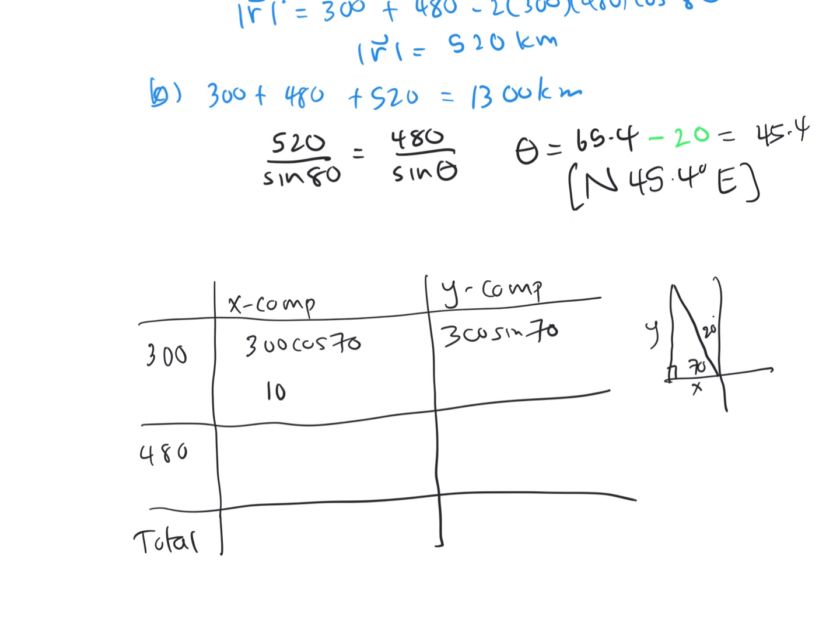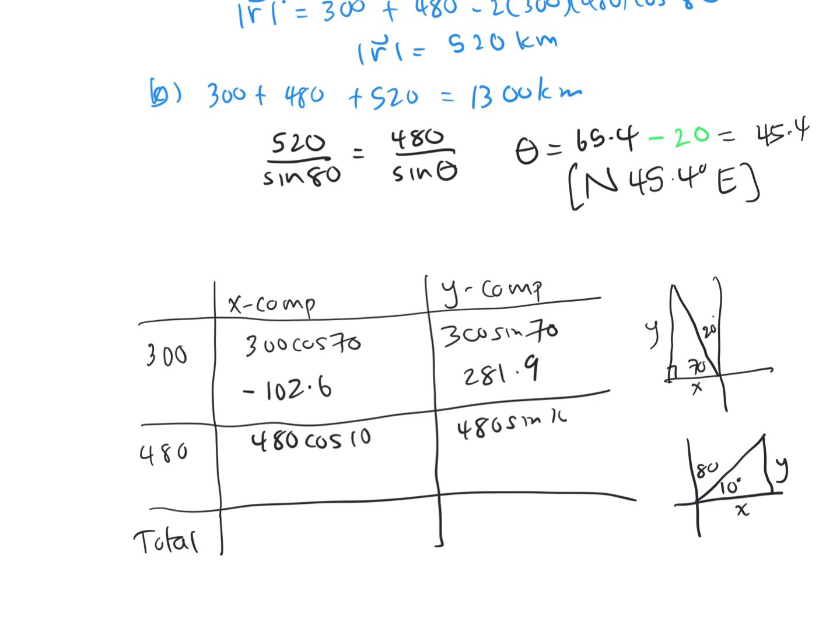So this works out to be 102.6. It is going left, so we'll use negative. And then the y component is 281.9. It's going up, so it's positive. The second leg of the trip is going north 80 towards the east. Connect to the x-axis, so we will be using 10 degrees for our angle with our components. So 480 cosine 10 and 480 sine 10.